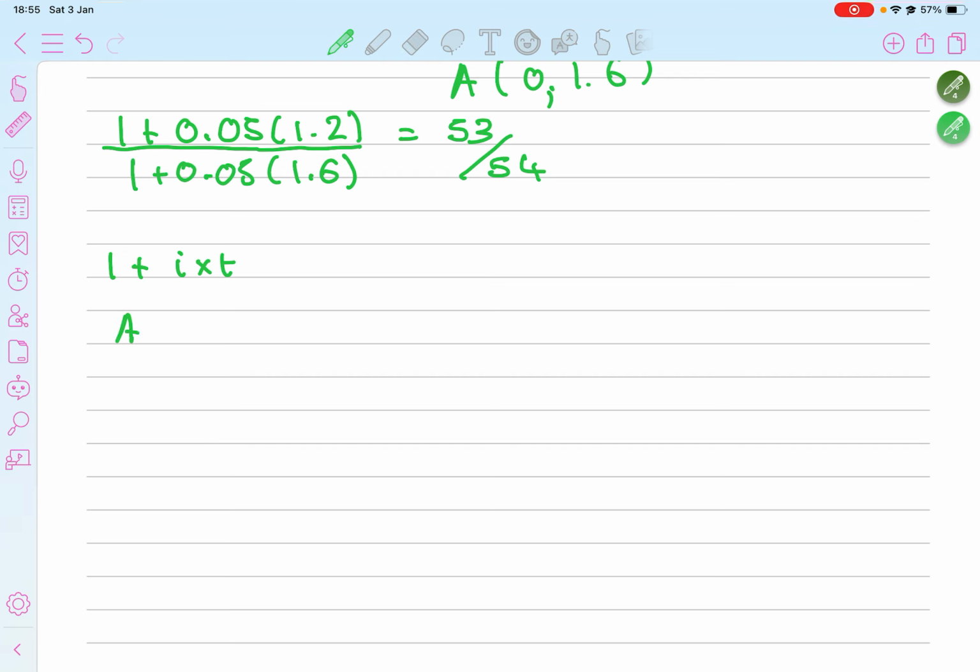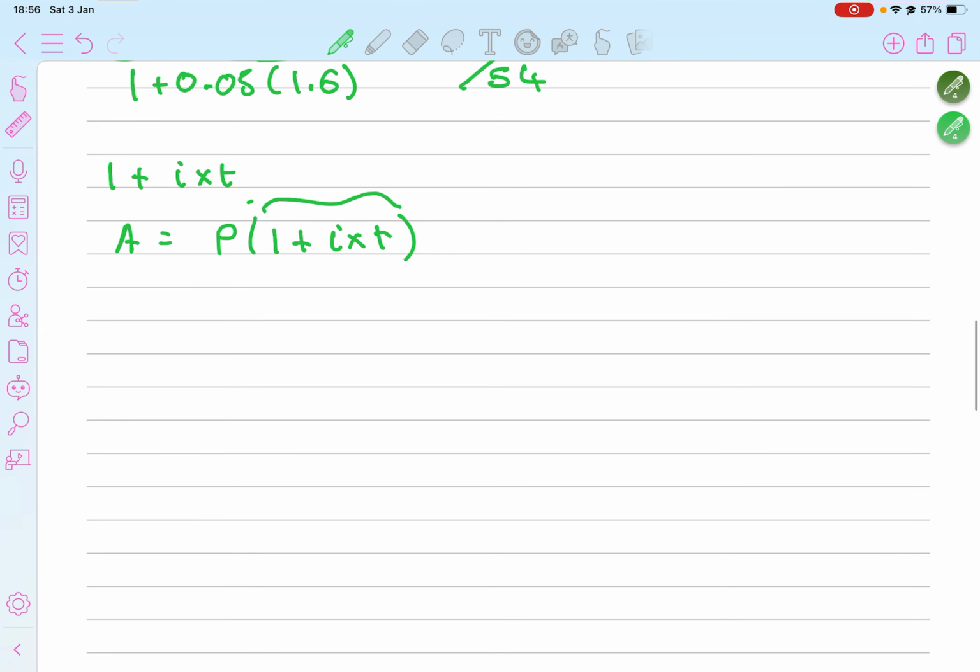The accumulation will be the principal, but we don't have a principal payment. So it's 1 plus I times t, because this is the simple interest formula. Effective is like I to the t, and nominal is the weird one where you divide it. We don't have that. We have simple. So then we have 54 over 53 for the accumulation. I can ignore the P.